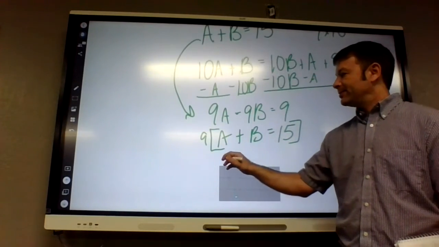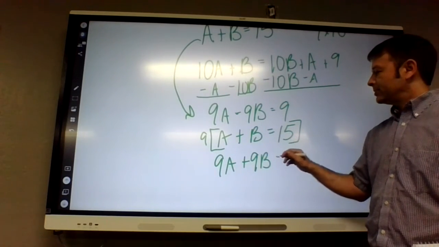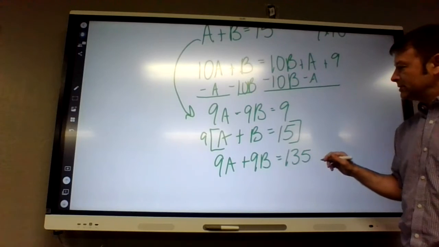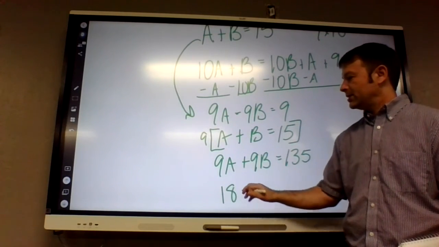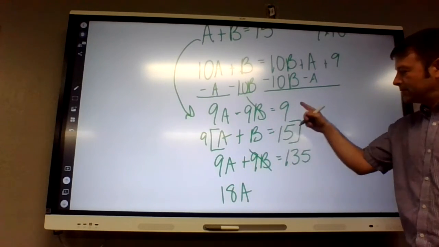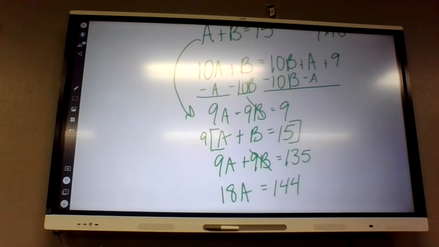Okay, bottom one times 9. What's that, 135? Okay, 9A plus 9A is 18A. B's go away. 9 plus 135. What does A come out as? 8. Okay, is that the answer?